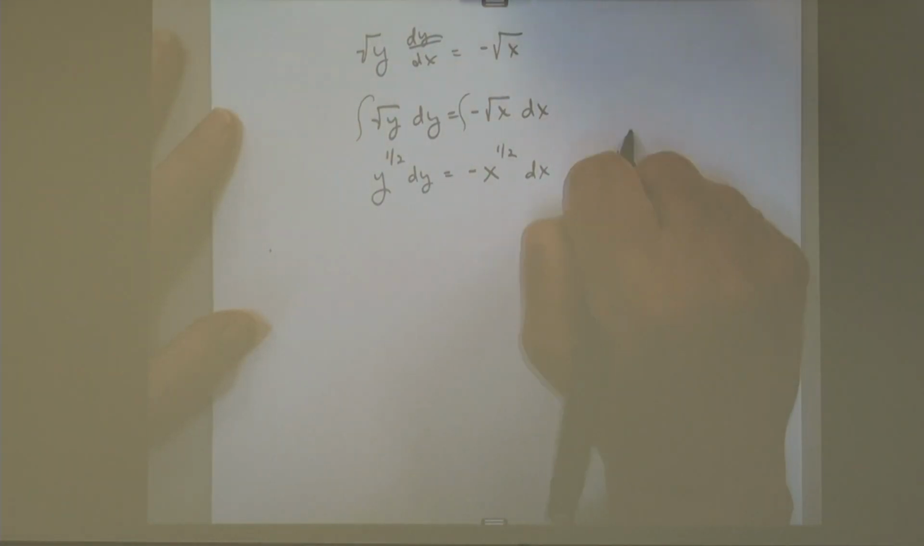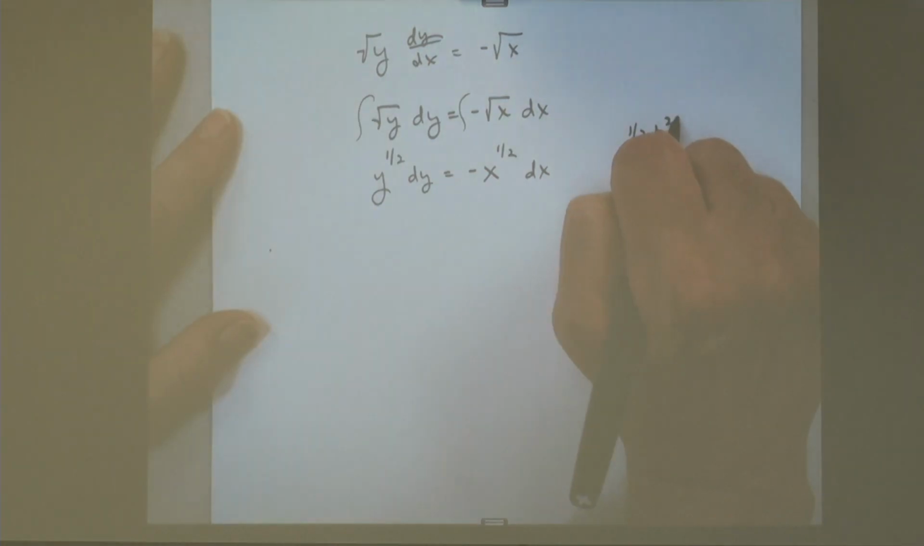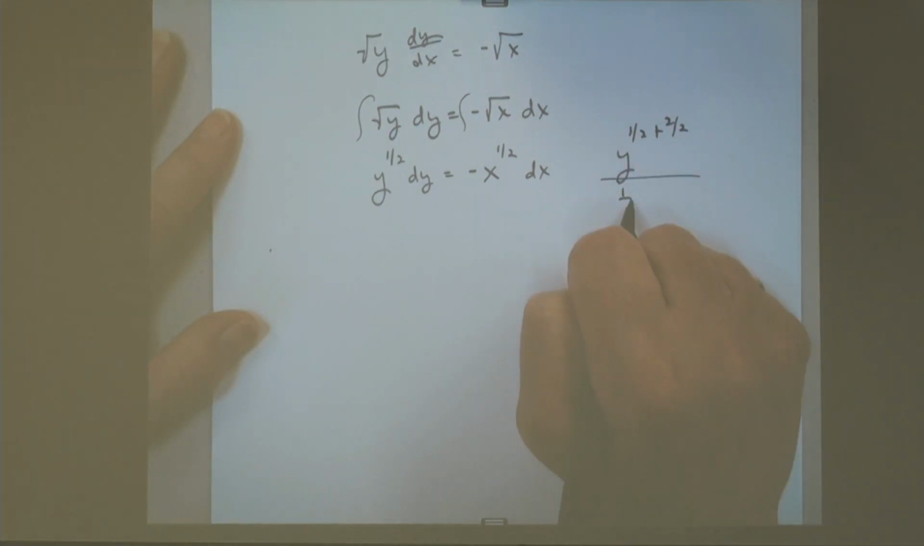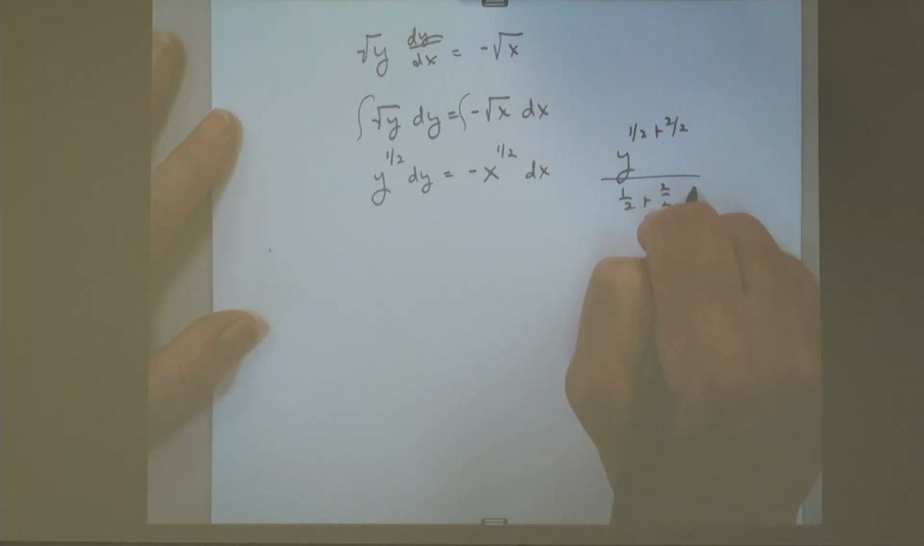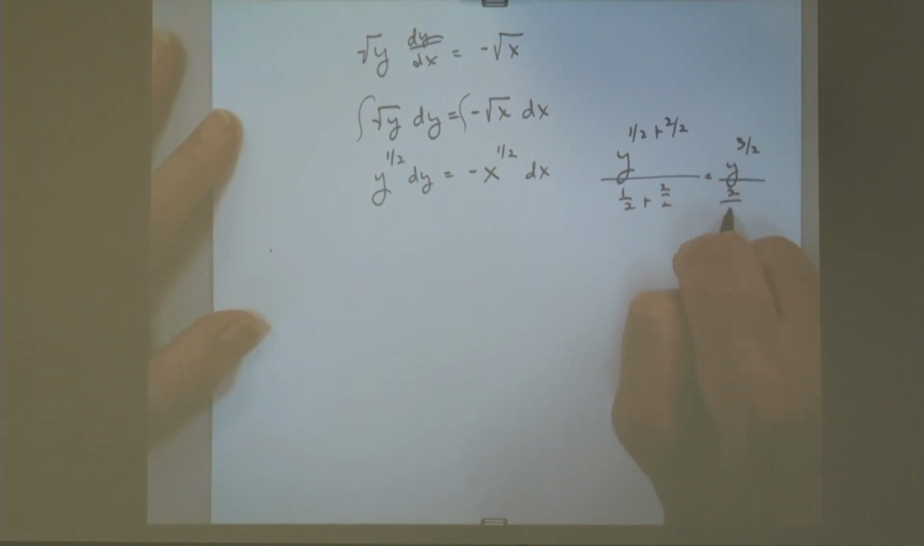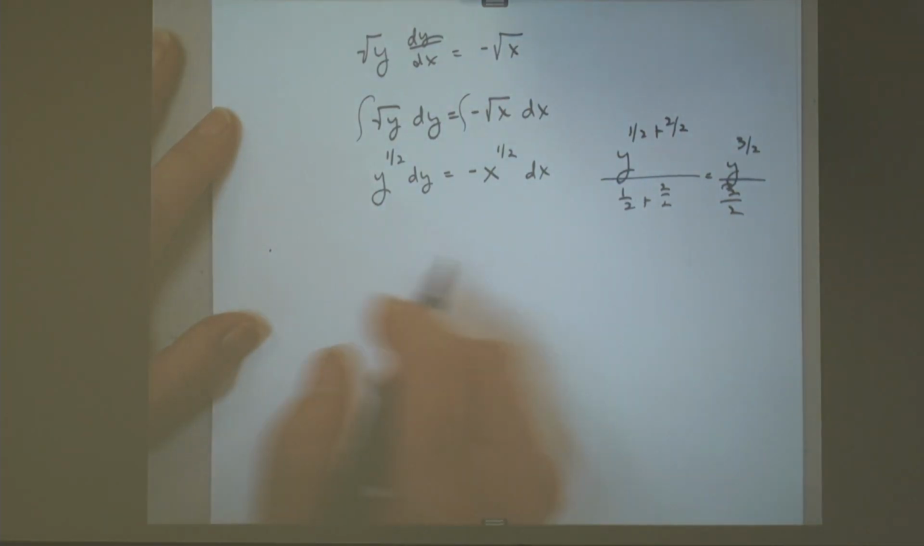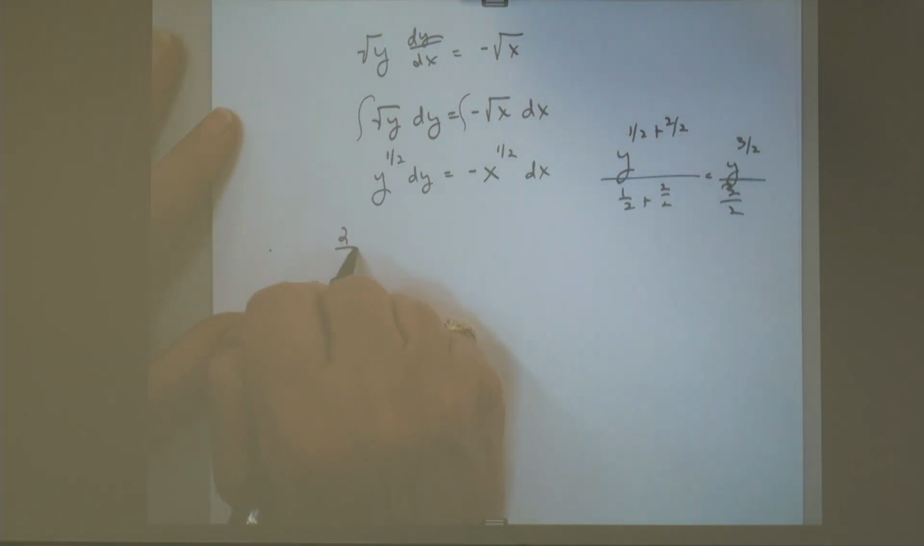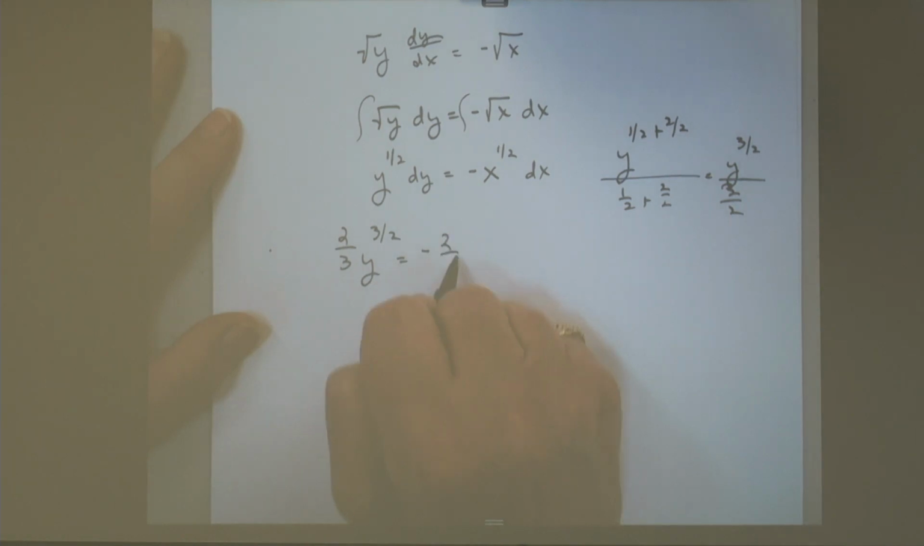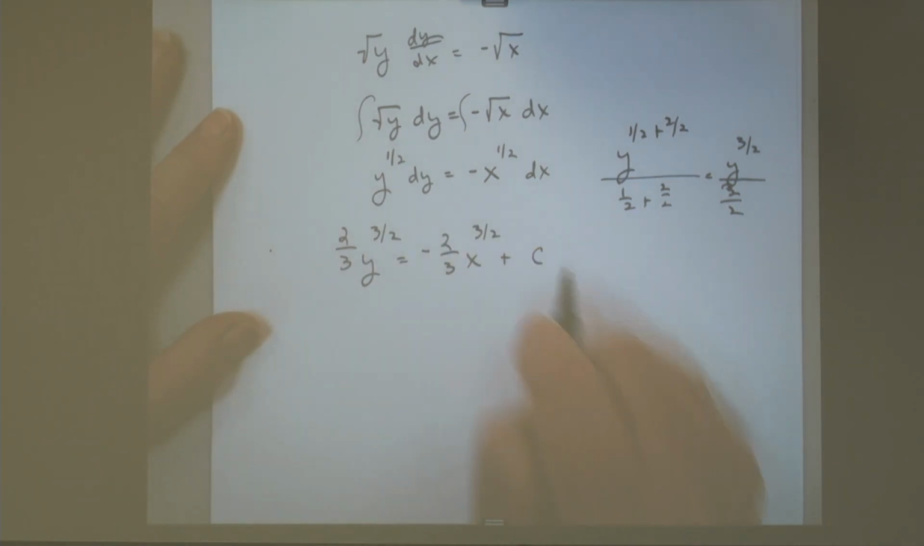Remember, you don't have to do this in your head. You can always just step aside and work it. There's no problem with that. So we have 2/3 y to the 3/2 is negative 2/3 x to the 3/2 plus a constant of integration.